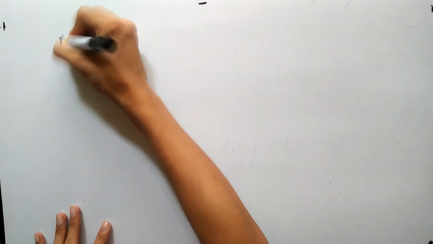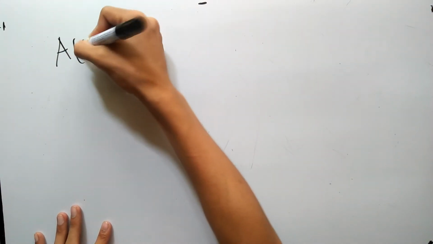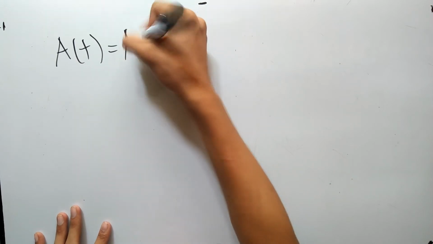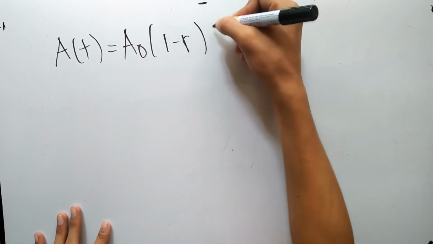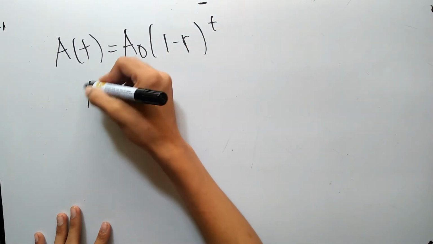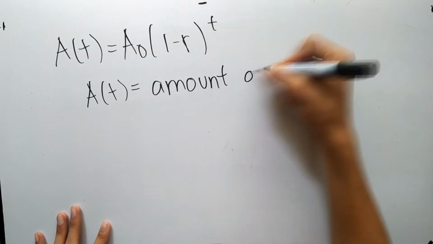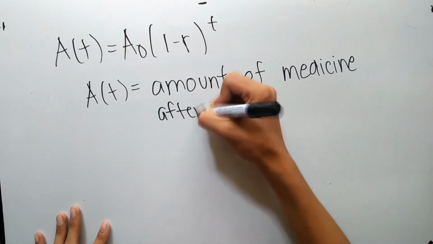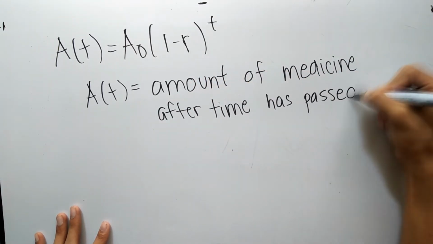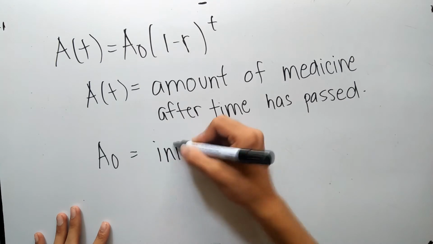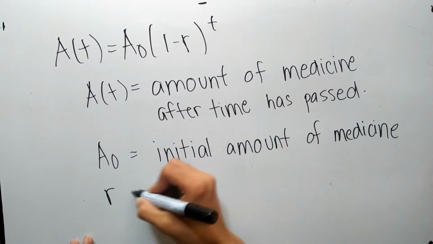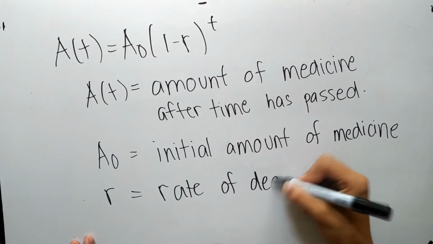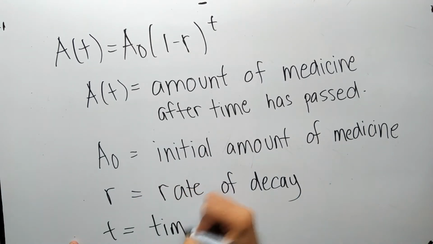For exponential decay, we use the formula A of t equals A sub 0 times 1 minus r to the power of t, wherein A of t is equal to the amount of medicine after time has passed, A sub 0 is the initial amount of medicine, r is equal to the rate of decay, and t is the time.